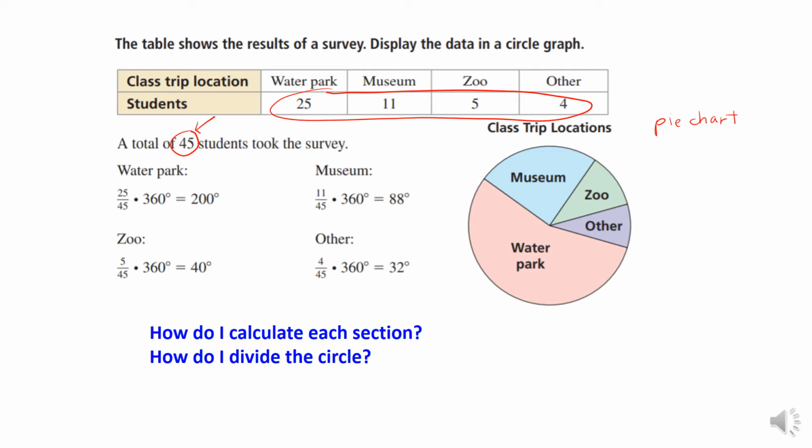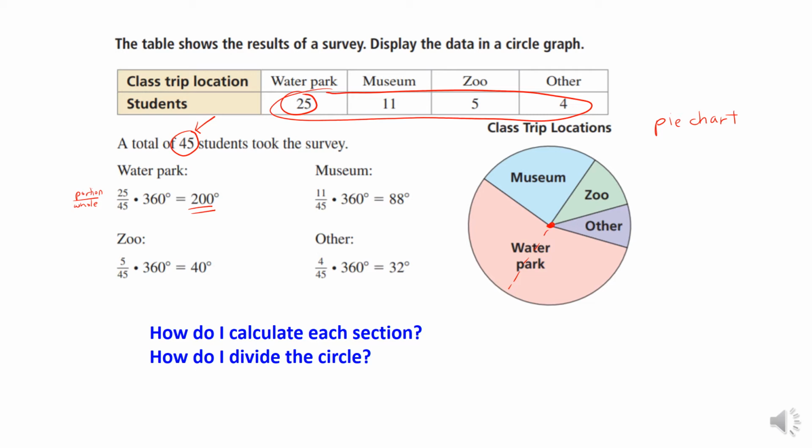Okay? Then you have to take the portion over the whole, or the part over the whole. So it's the 25 over 45, and then you're going to multiply that times 360, and that will give you the degree of your circle. So the first thing you do is maybe you'd construct a circle with a compass, and you want to make a diameter. So you've got your center point, so you would create a diameter. That will give you a place to put your protractor.